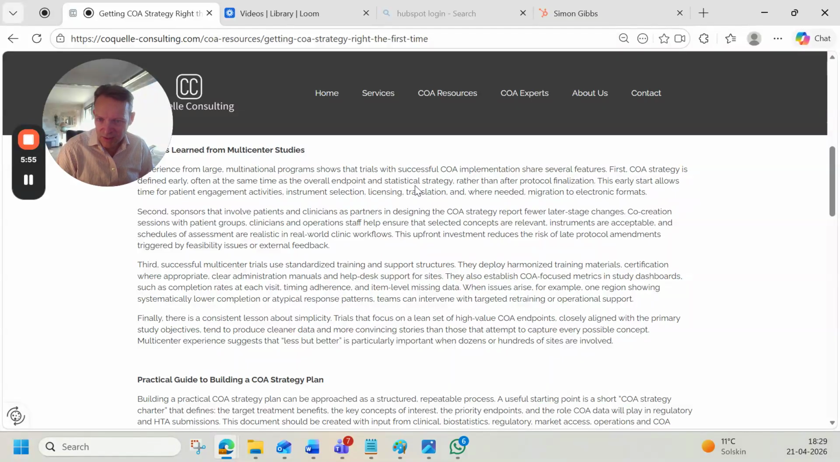Finally, there is a consistent lesson about simplicity. Trials that have focused on a lean set of high-value COA endpoints, closely aligned with the primary study objectives, tend to produce cleaner data and more convincing stories than those that attempt to capture every possible concept. Multi-center experience suggests that less but better is particularly important when dozens or hundreds of sites are involved.